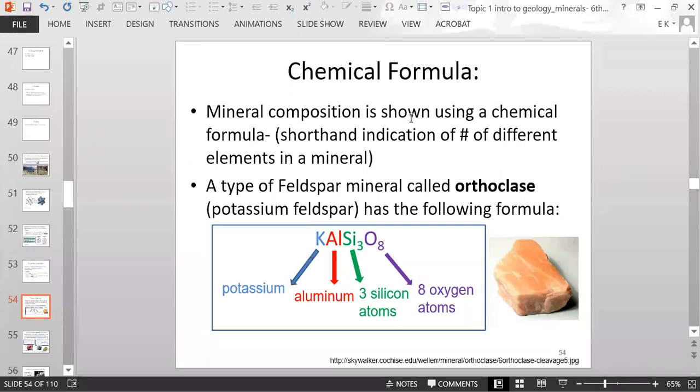And mineral composition is shown using a chemical formula, which is just shorthand for showing the numbers of the different elements that are in the mineral. So in this photo, this is a mineral called orthoclase, which is a type of feldspar mineral. It's also called potassium feldspar. And this is the formula for that mineral: KAlSi3O8, which means it has 1 potassium atom, 1 aluminum atom, 3 silicon atoms, and 8 oxygen atoms. So all samples of orthoclase feldspar have this composition, this chemical formula.